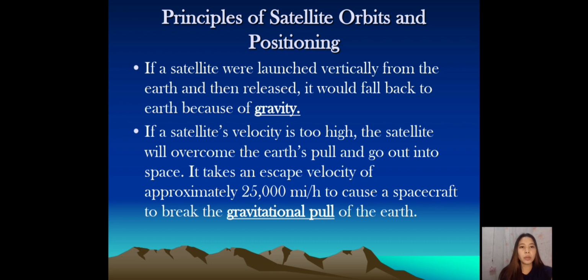If a satellite were launched vertically from the Earth and then released, it would fall back to Earth because of gravity. If a satellite's velocity is too high, the satellite will overcome the Earth's pull and go out into space. It takes an escape velocity of approximately 25,000 miles per hour to cause a spacecraft to break free of the gravitational pull of the Earth.